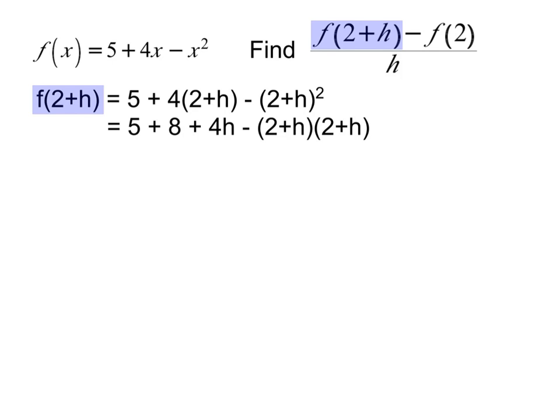Alright, so the first thing I want to do with this then is go ahead and start simplifying this expression. So I distribute in the 4, and that gives me the 8 plus 4h, and then I'm going to have to actually square out this 2 plus h. Now take your time with that. Remember, 2 plus h squared is not 4 plus h squared. We actually have to do 2 plus h times 2 plus h, which gives us 4 plus 4h plus h squared.